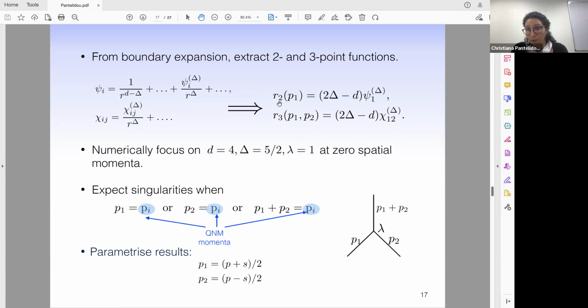So the 2-point function in momentum space will essentially be given by the vev psi1 delta. And the 3-point function will essentially be given by the vev chi ij delta. That's essentially because we've already set the sources to 1. So if you want, it would have been chi12 delta over whatever you had here, S1 and S2.